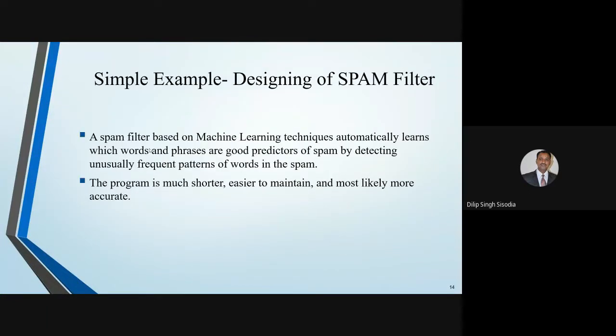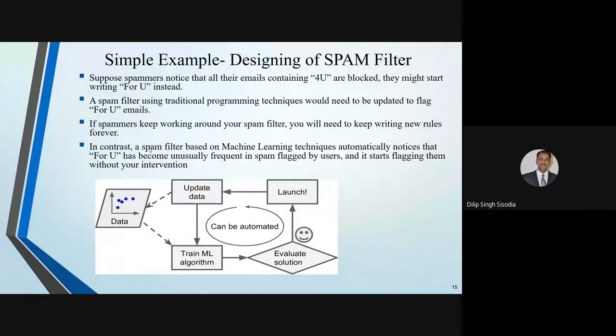But after some time, the spammer will notice that his or her mails are not delivered, because someone is detecting them because of this term. Suppose this term is "for you". If our email contains "for you", it is blocked, so they might start writing "4 U" instead. What it means is the spammer will also adapt and accordingly change their strategy. So again we have to rewrite the rules.